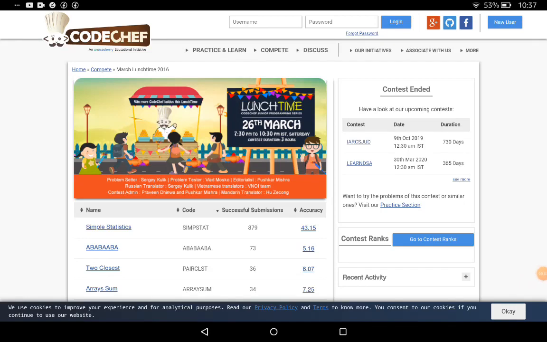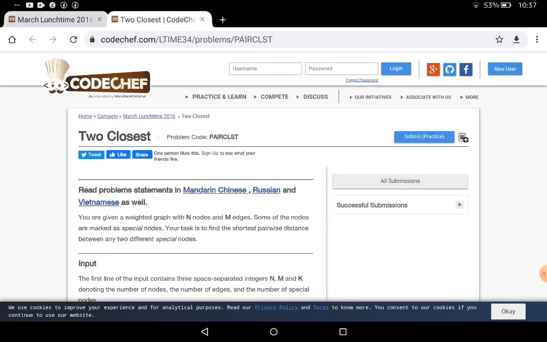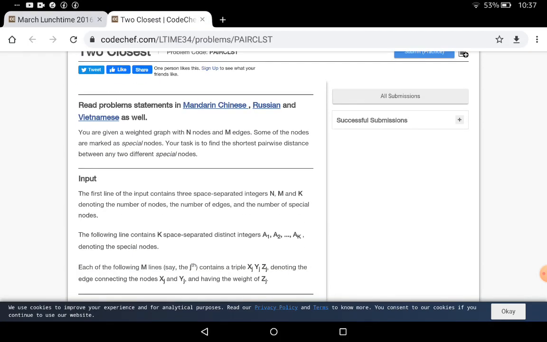Hello, I'll be discussing a problem from March Lunchtime 2016. The problem is Two Closest. As you can see, 36 people solved this during the contest. In this problem, the statement is very short.